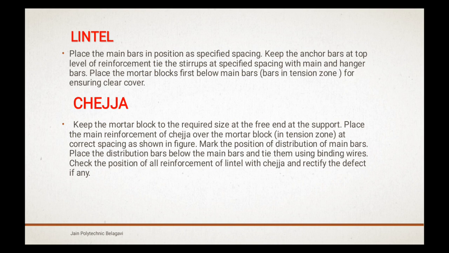Chajja: keep the mortar blocks to the required size at the free end. At the support, place the main reinforcement of the chajja over the mortar block in the tension zone, at the correct spacing as shown in the figure. Mark the position of the distribution bars on the main bar. Place the distribution bars below the main bars and tie them using binding wires. Check the position of all reinforcement of the lintel with chajja and rectify the defect if any.